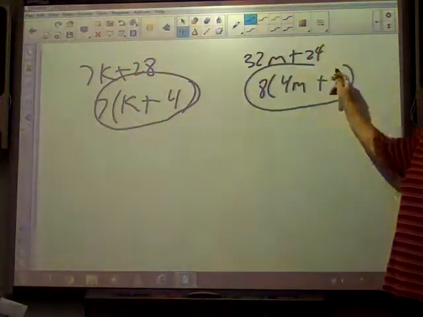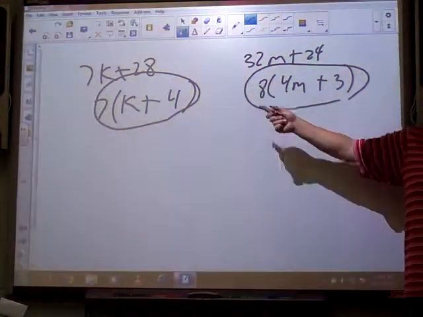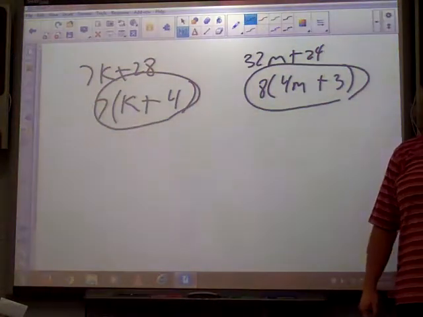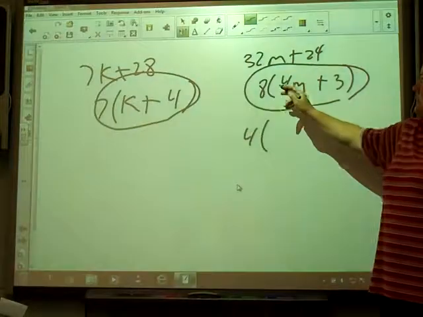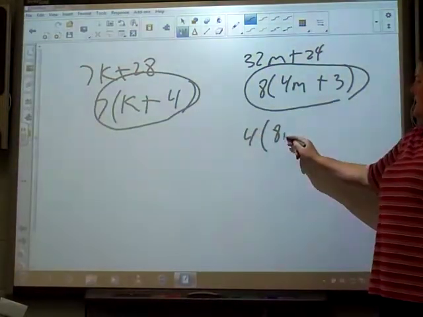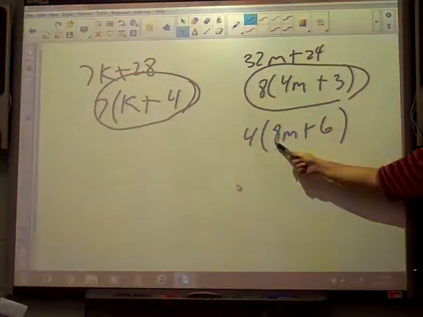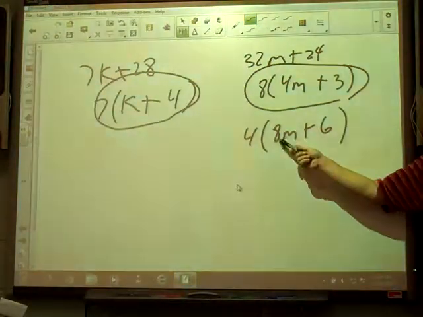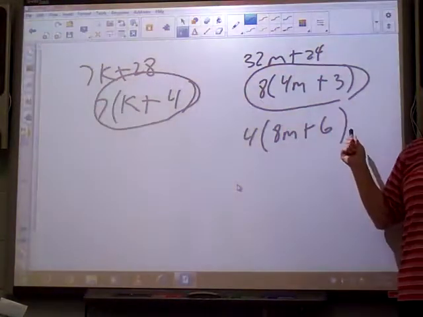Now I want to show you what Kaylee said, because we're going to run into this every now and then down the road. If I hadn't been able to find that 8, and had just taken a 4 out, 32 divided by 4 is 8, and 24 divided by 4 is 6. Now I would need to realize 8 and 6 still have something in common. So I'm going to take another 2 out.